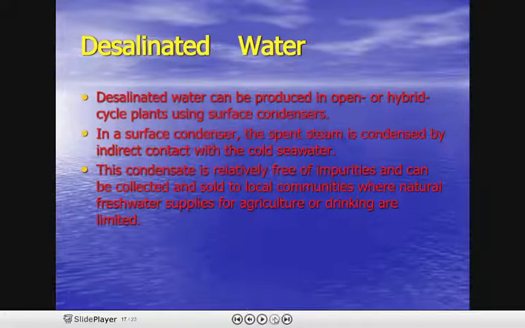So desalinated water: we know that the quality of the sea water is not good, there may be some salt in the sea water. So we make a desalination process. By this, the water can be used directly in the buildings and is useful for drinking purposes.